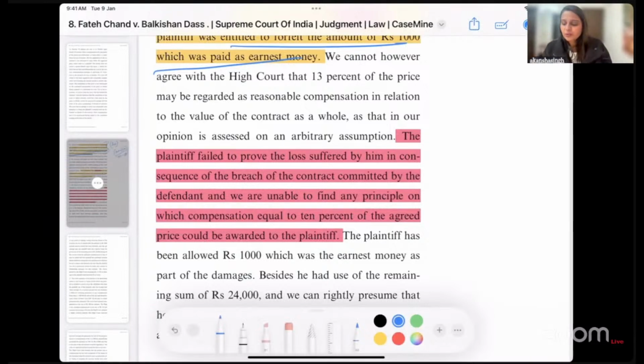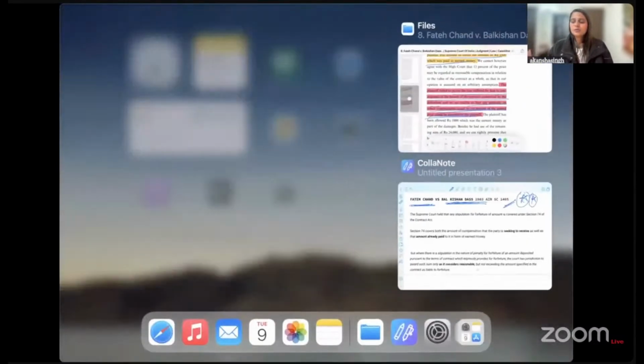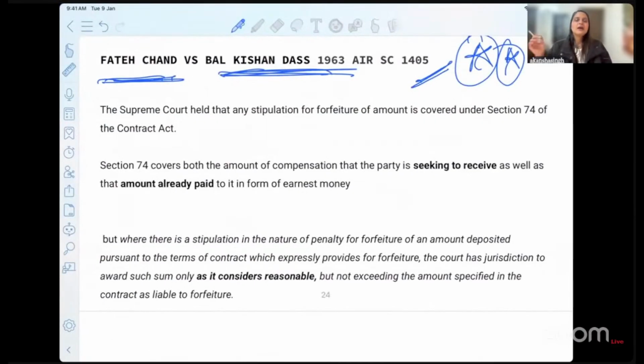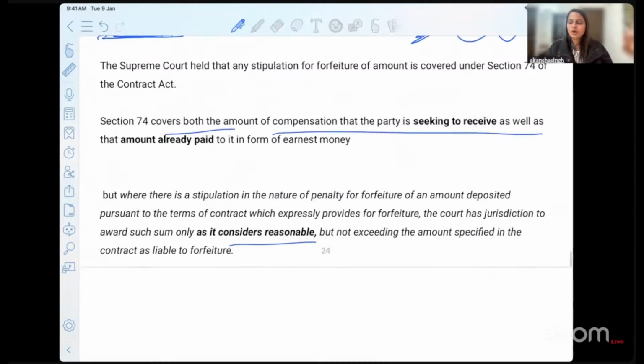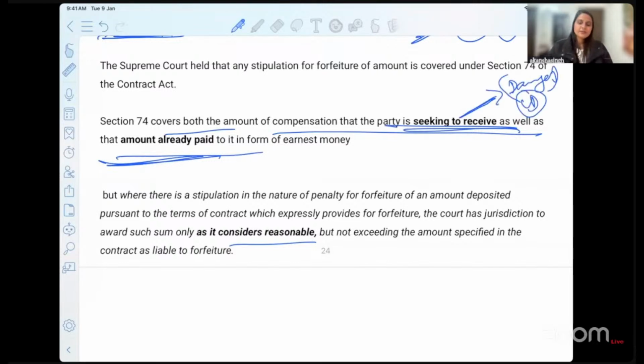The plaintiff failed to prove the loss suffered by him in consequence of the default committed by the defendant, and the court was unable to find the principle. So the court here highlights and says that we can't really find how we should allow you to keep the earnest money unless and until you prove that there has been some loss that has happened to you. Okay. So section 74 covers both compensation of seeking to receive as well as amount that has already been paid. Seeking to receive is the damages for which you are reaching to the court, liquidated damages. Already paid is the penalty, the earnest money that we are talking about.